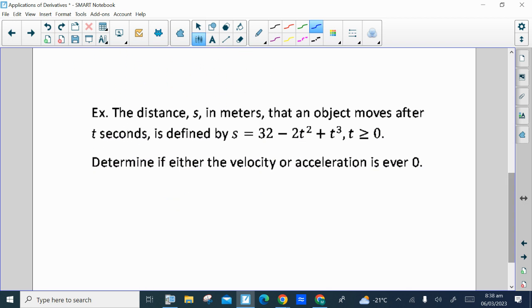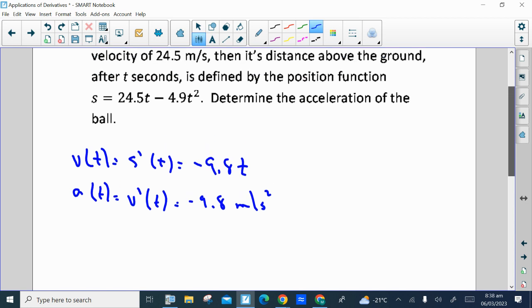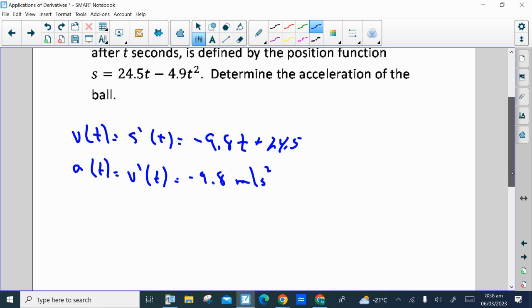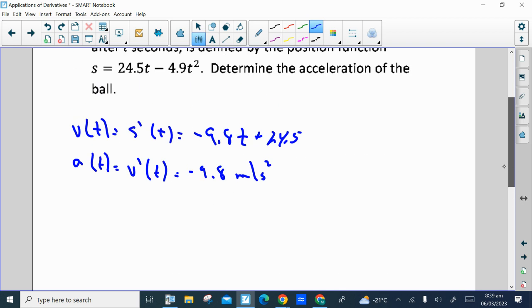Next one, distance s, and, I'm sorry, you're right, that should be plus 24.5. Thank you. I missed the t after that. But then for the next step, it'll be gone. But yes, I should have written that down. I just missed the t.